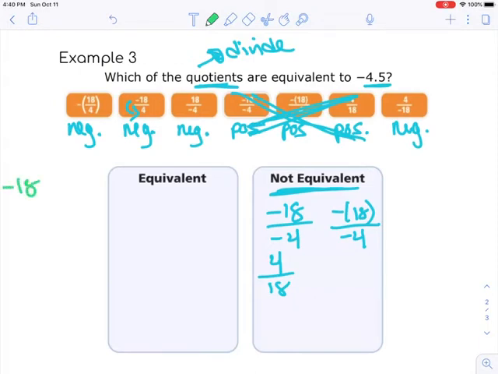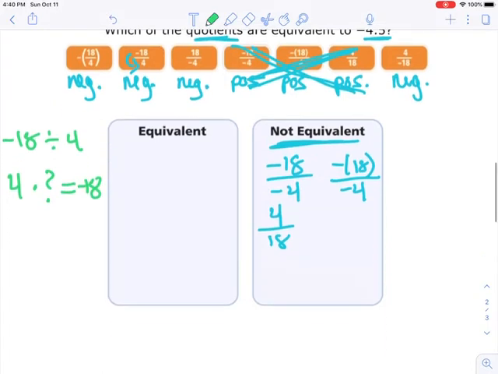negative 18 divided by 4. That's how we could rewrite it as an equation if you want to visualize a little bit better. Again, your 2 ways to do this. You could see what times 4 equals negative 18, or you could set up your division house if you wanted to. You would have 4 on the outside and 18 on the inside.